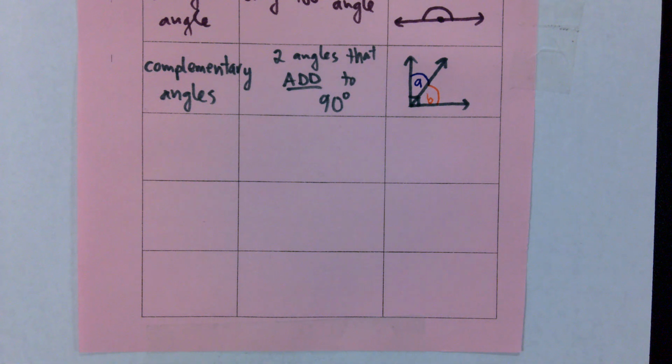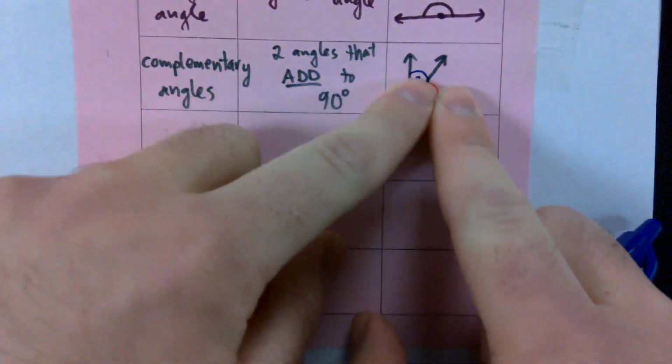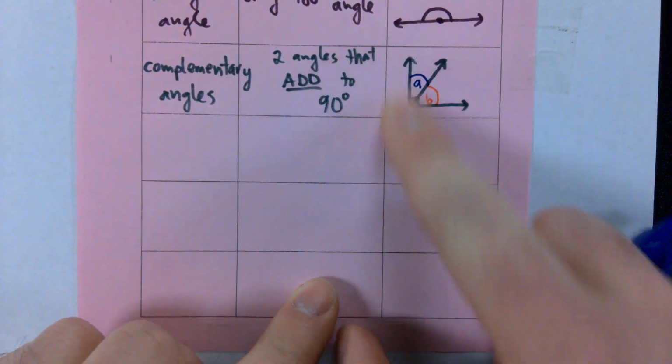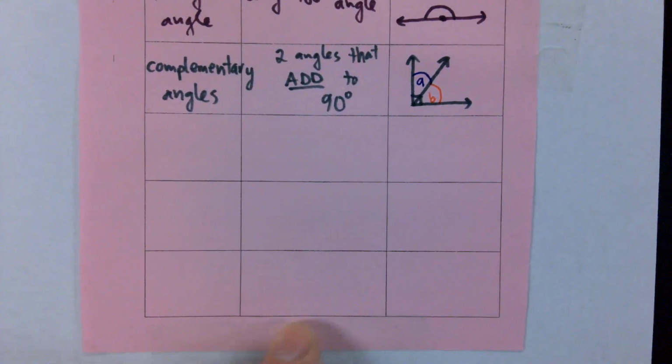Another example: if you have a drink that complements a meal, you know what I mean? So complement means to go together. That's basically what I'm trying to say. These two angles go together and make a nice straight 90-degree angle. I'm just trying to break it down in simple terms here.